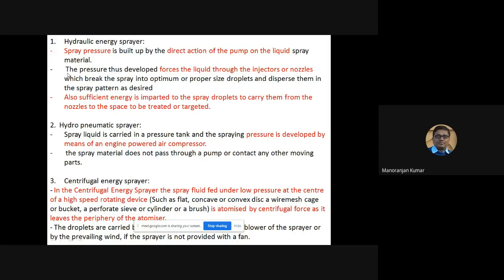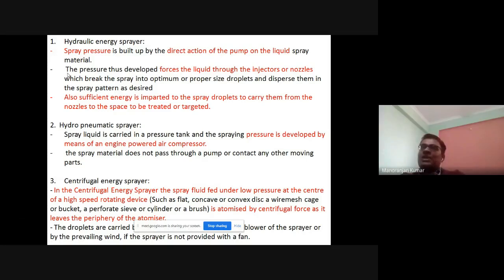Here the spray pressure is built up by the direct action of the pump on the liquid. Okay. So in this case, there is a direct action of the pump on the liquid spray material. The pressure thus developed forces the liquid through the injector or nozzle, which breaks the spray into optimum or proper size droplets and disperses them in the spray pattern as desired.